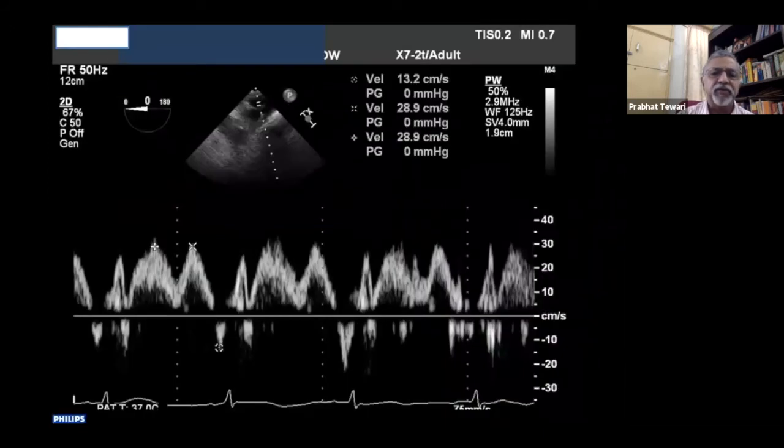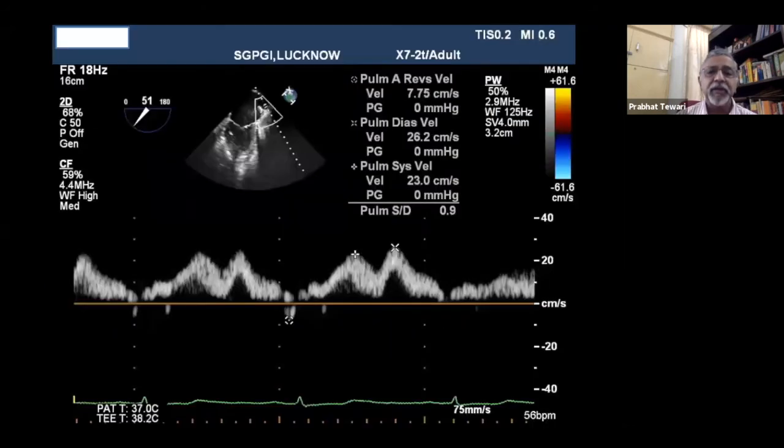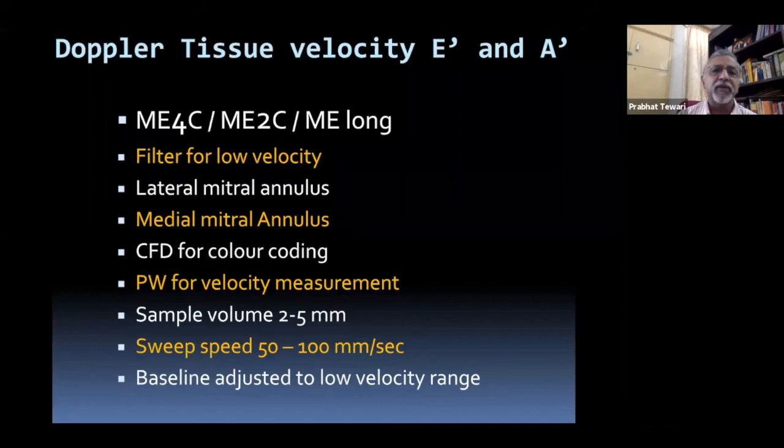Here it seems to be normal, but always remember, don't put all the eggs in a single basket. You have to measure many parameters together, and then you have to look into it. And also you have to look at the clinical condition of the patient. Here A is more than E. Again, here A is more than E. Now, the third component is the tissue Doppler component.